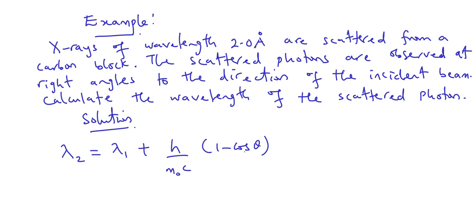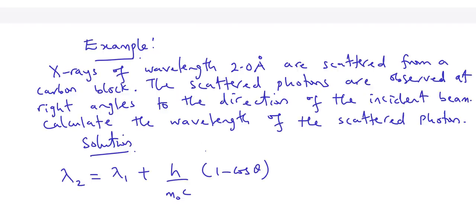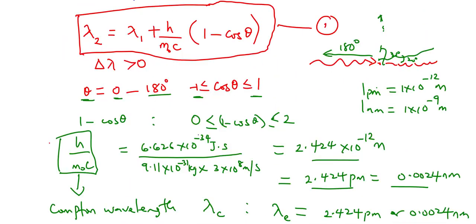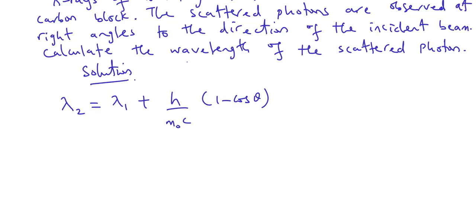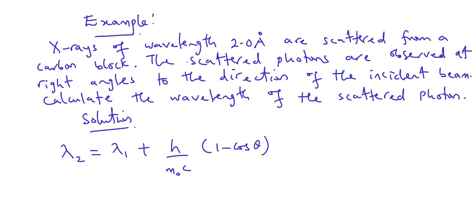The scattered photons are observed at right angles to the direction of the incident beam. Calculate the wavelength of the scattered photon. So we have to calculate lambda 2. From equation 1, that's the Compton equation, we use lambda 2 equals lambda 1 plus h over m e c, times 1 minus cos theta.